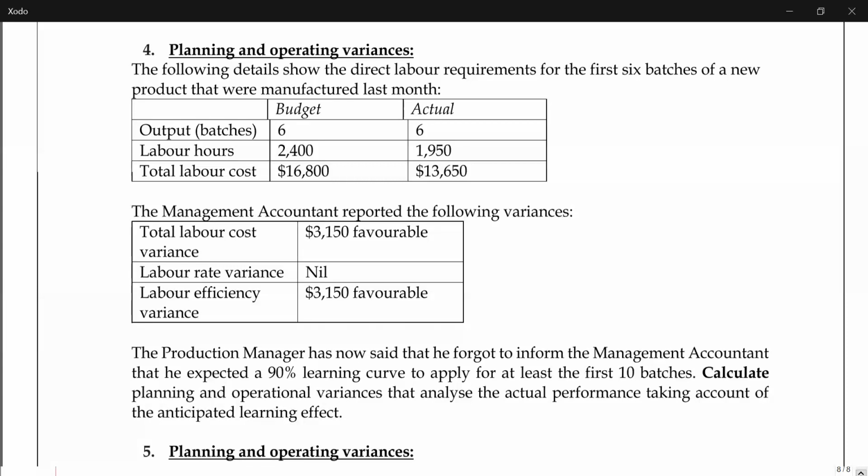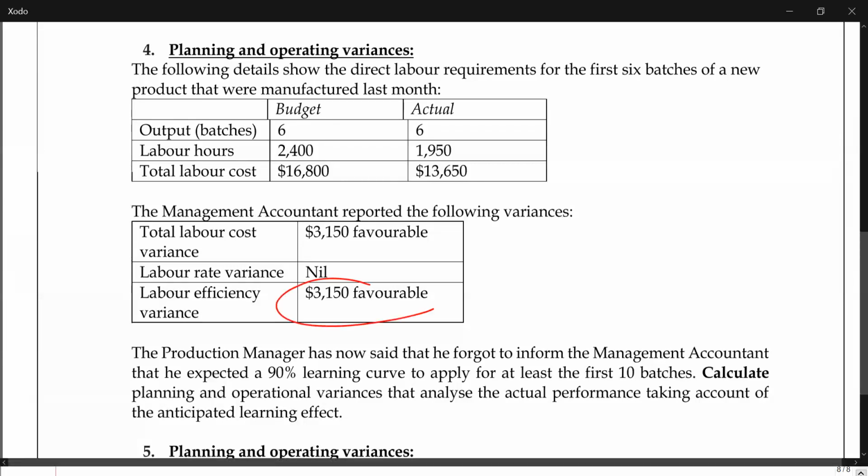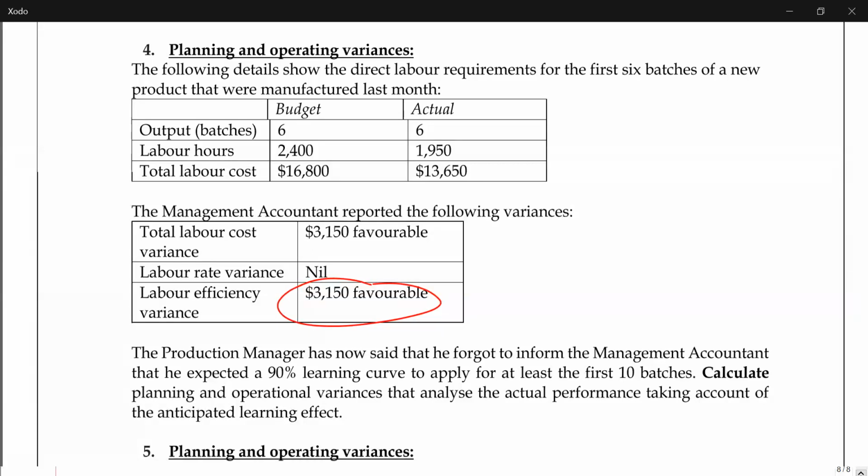Okay, now listen, what has happened is we have produced 6 batches and the labor hours is 2400. So first batch should take 400 units, second batch 400, third batch. That is what this guy has done. And there is a huge favorable efficiency variance, 3150 efficiency variance, because we wanted them to spend 2400.